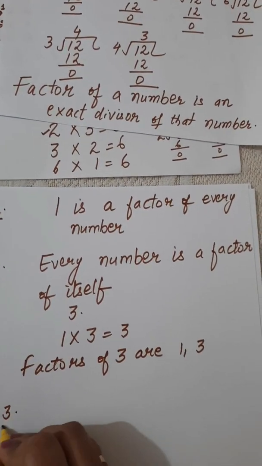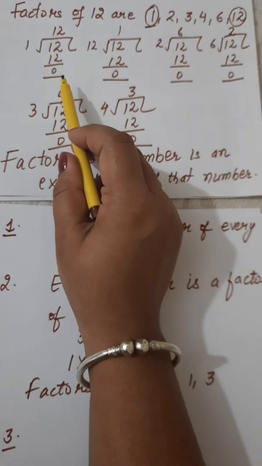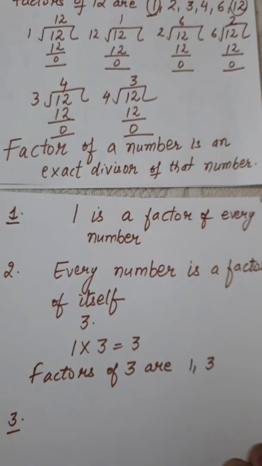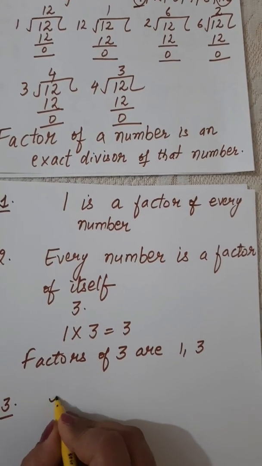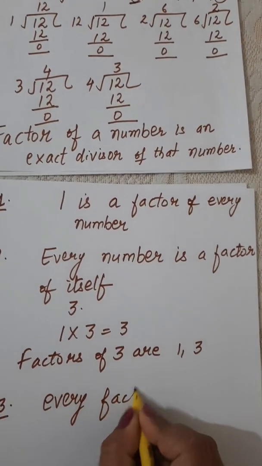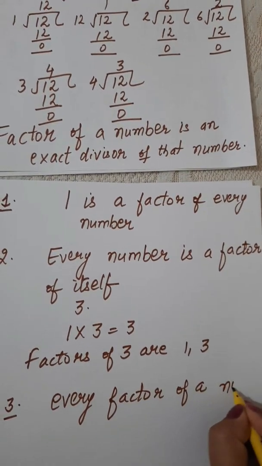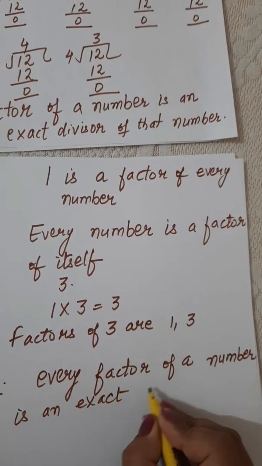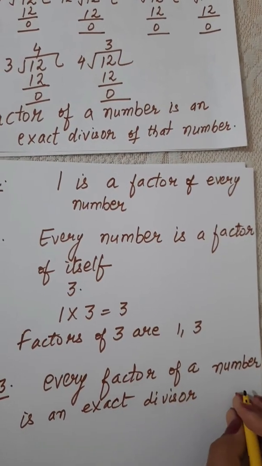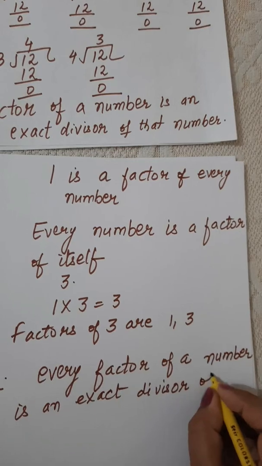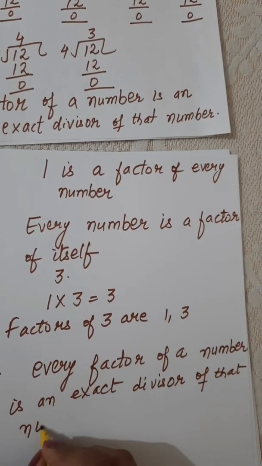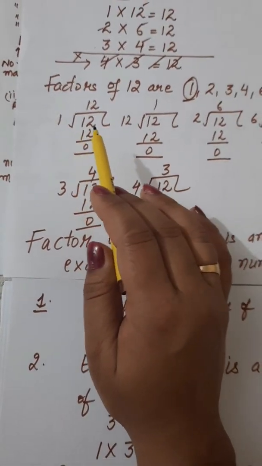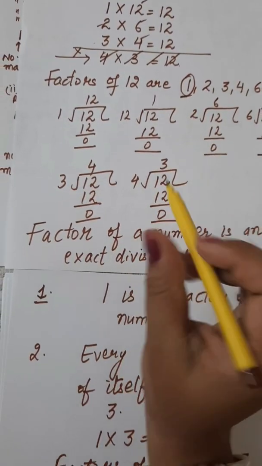Now the third point is, as we did, when I divide the given number by the factors, then I will get 0. So every factor of a given number is an exact divisor of that number. So every factor of a number is an exact divisor. If you have to check whether a number is a factor or not, if it is an exact divisor of that number, then your answer is yes. Every factor of a number is an exact divisor of that number, and we find that whenever we divide the number by factors, then I will get 0. So this is the next point.